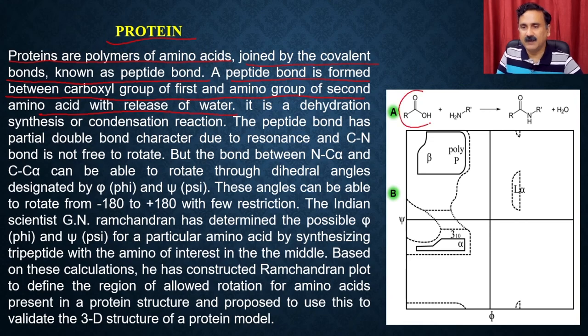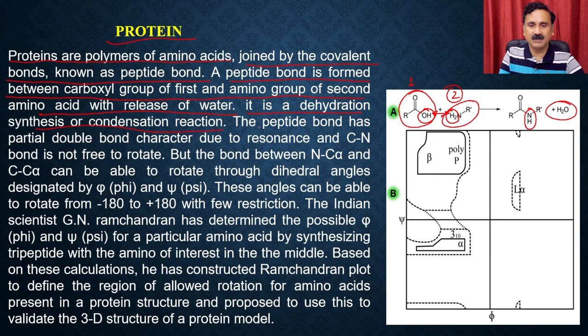You will see that this is amino acid number 1 and this is amino acid number 2. When they undergo a condensation reaction, the OH of this acid and the H from this one combine, and that's why a bond is formed between the two amino acids, with a loss of water. And this is a dehydration reaction. So it is a dehydration synthesis, or condensation reaction.